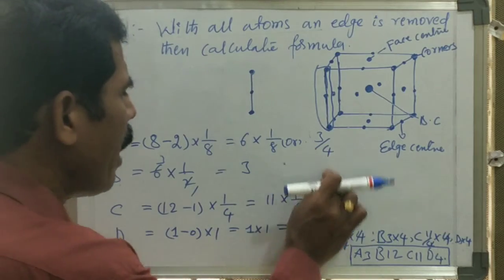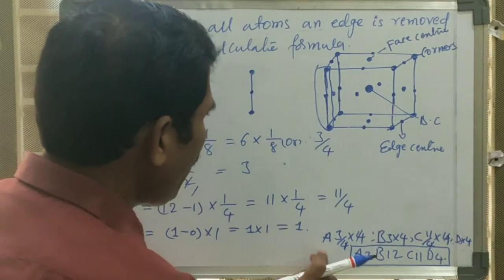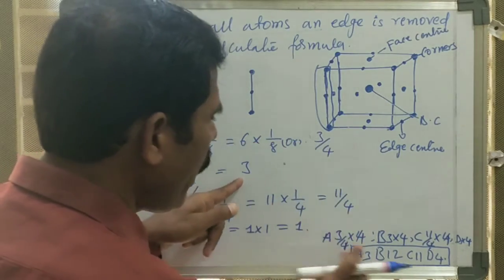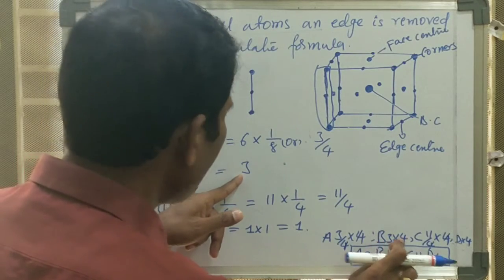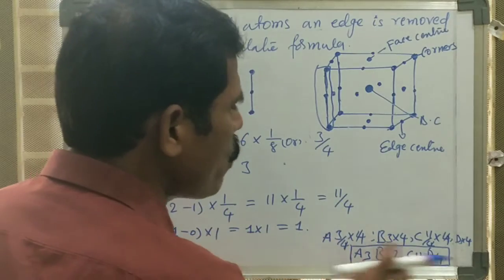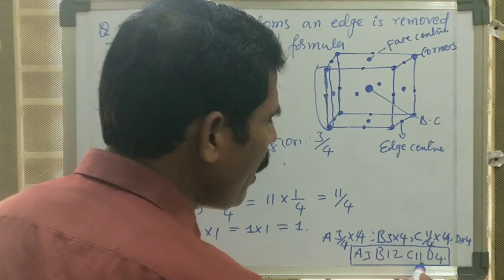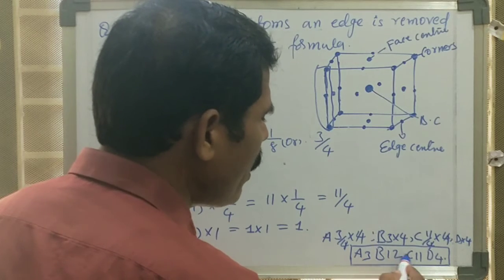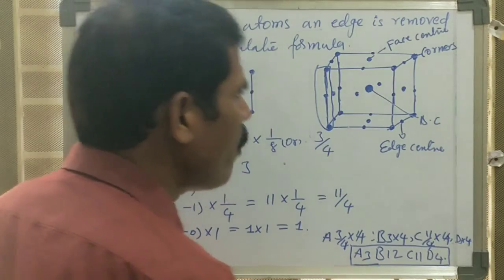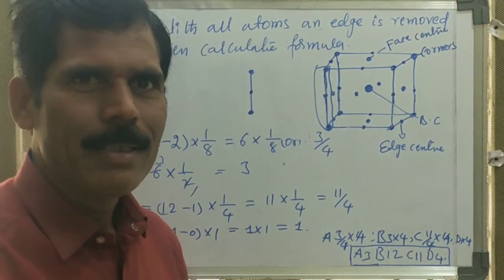So each and every value is multiplied with 4. So A, 3 by 4 multiplied with 4; B, 3 multiplied with 4; C, 11 by 4 also multiplied with 4; and D also multiplied with 4. So finally we will get A3 B12 C11 D4 as the final formula. I hope you understood, practiced well.